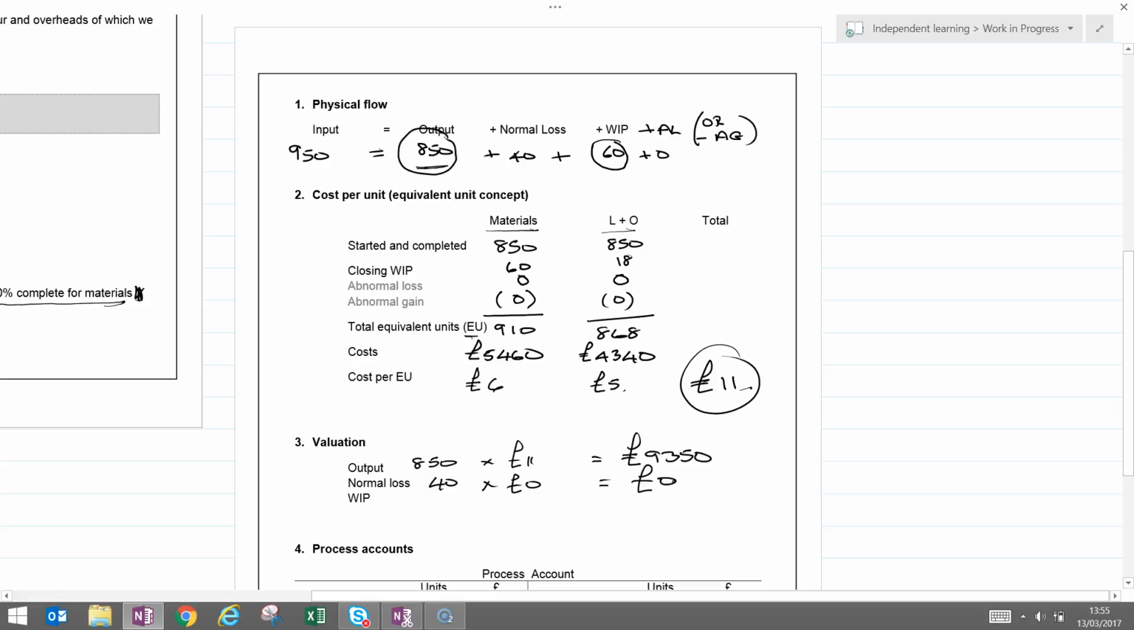And then we come to the work in progress. Now, work in progress, it's 60 units, but those 60 units are 100% complete for material and 30% complete for labour and overheads. So we have to value our work in progress in two parts. If we look at our material column, we have 60 units of work in progress, and the cost per unit of the material is £6. So our work in progress, 60 units times £6.